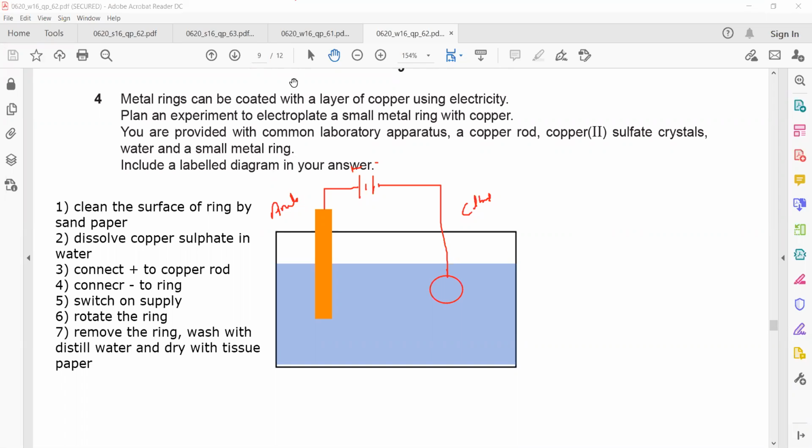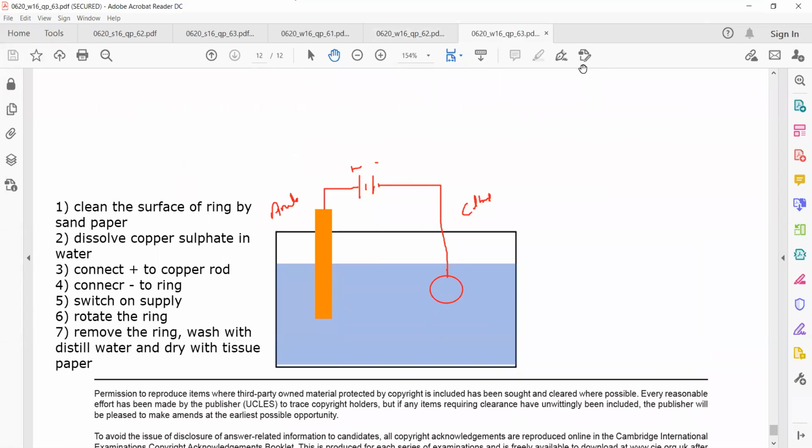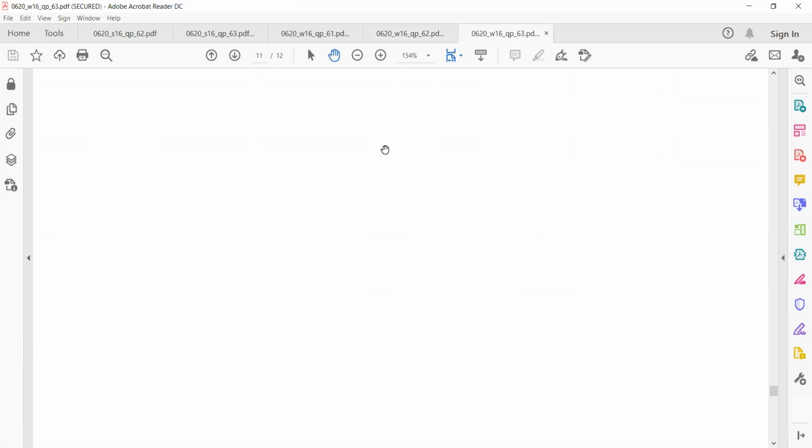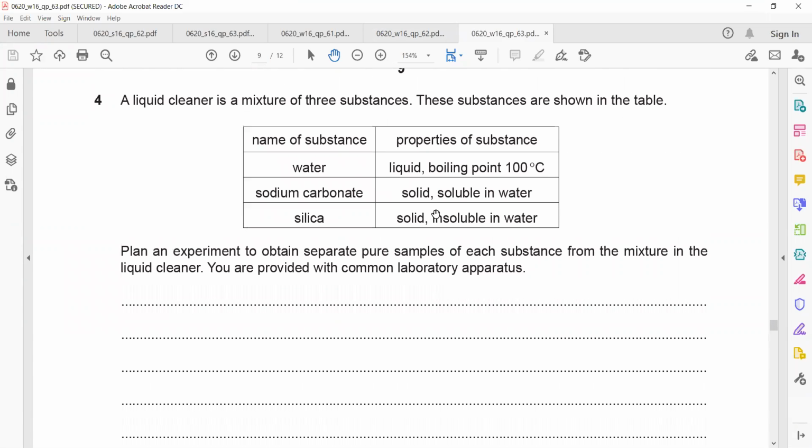Then another experiment from winter 16, paper 6, variant 3. Always you will find the last question is planning of experiment. In this question, a liquid cleaner is a mixture of 3 substances. What are these substances? Water, which has a boiling point of 100, sodium carbonate, which is solid and soluble in water, and silica, which is also solid but insoluble in water.